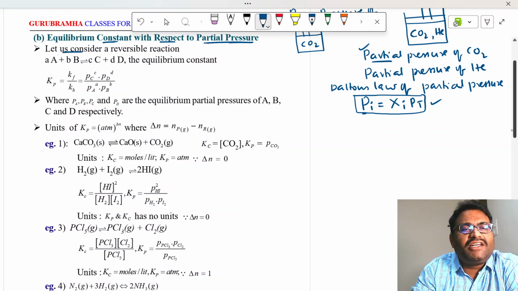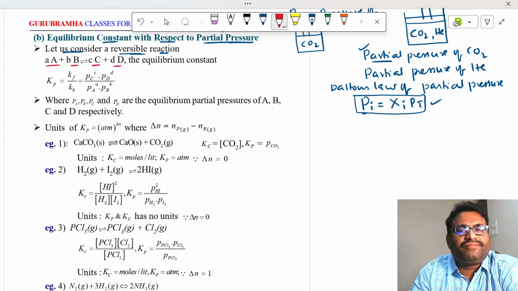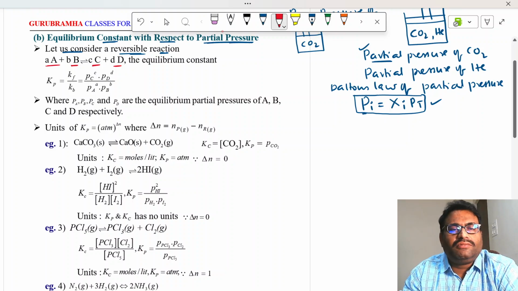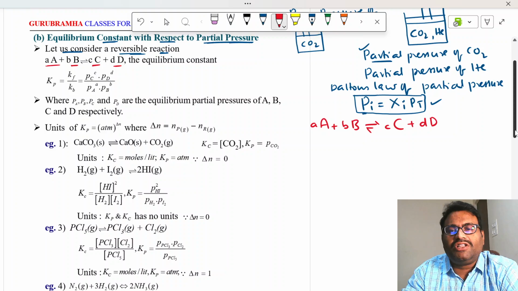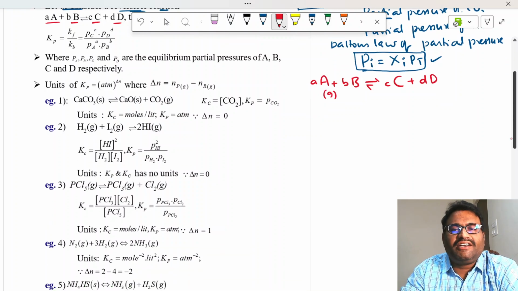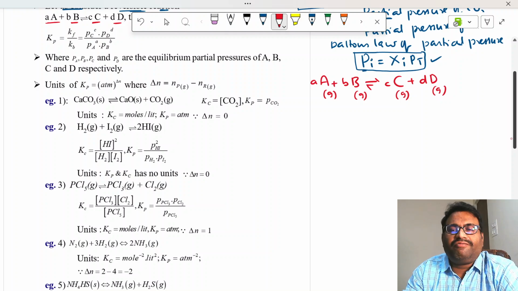So let us consider a reversible reaction. a moles of A plus b moles of B gives c moles of C plus d moles of D. All these are in gaseous state. Let us consider all of these in gaseous state. Apply the law of mass action.